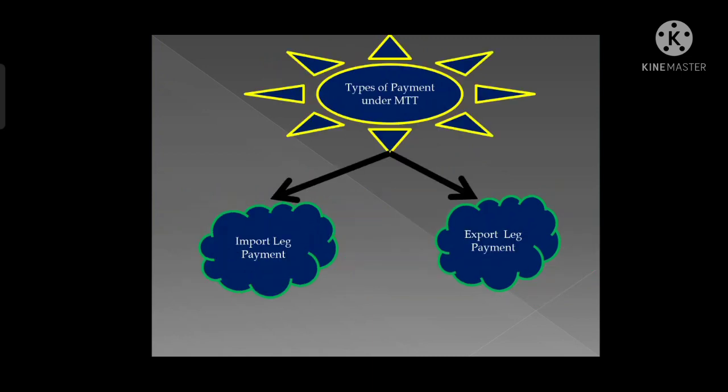Now we will talk about the types of payments under merchanting trade. Basically, there are two types of payments under a merchanting trade transaction: the import leg payment and the export leg receipt. We will discuss these two payments in detail later in this video.